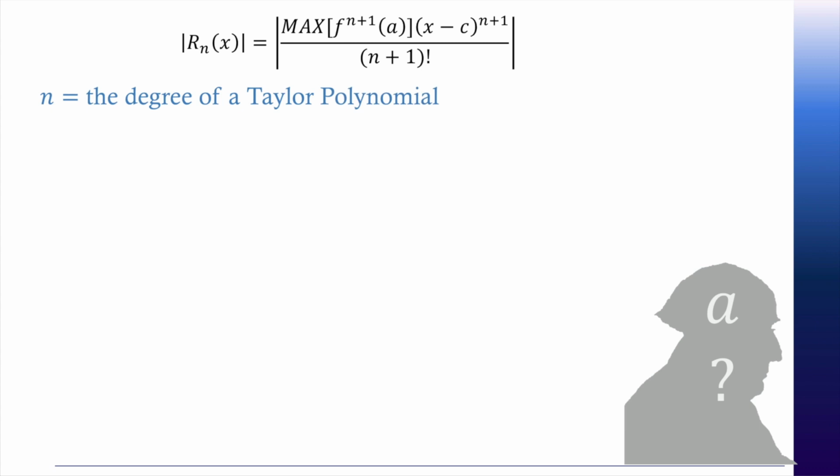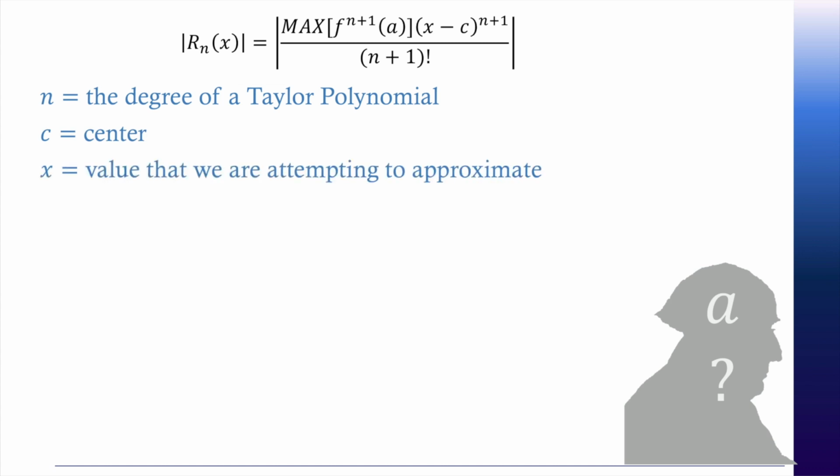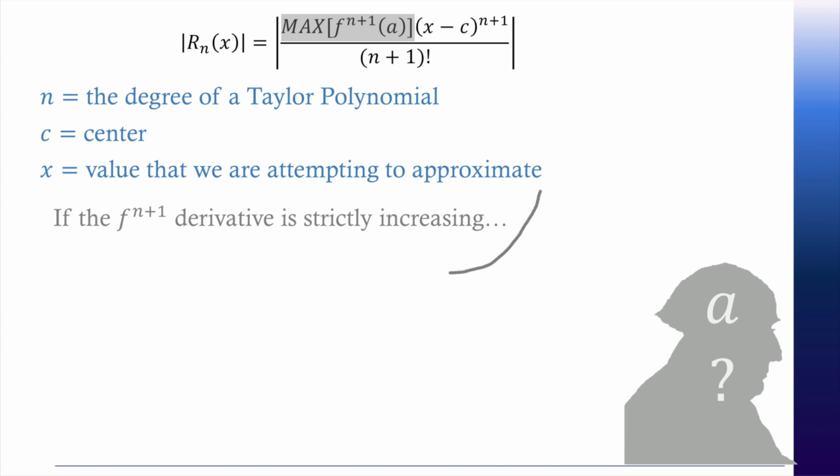Let's first of all define everything we have up here in this remainder definition. So n, that is the degree of our Taylor polynomial. c is the center. x is the value that we are attempting to approximate. Now, let's say that the n plus 1 derivative is a strictly increasing derivative. That means we'd go from our center up to x. So x would give us a max error.